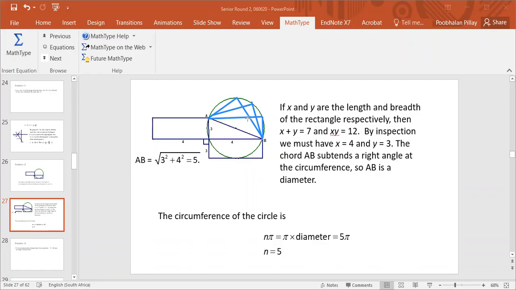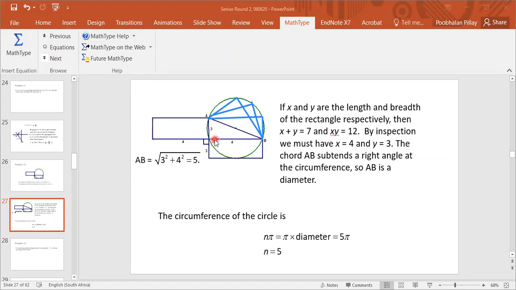And even conversely, if this is a right angle here, then this must be the diameter. So this is what we are using here. You see this angle here, which we've got. This angle here is a right angle. So therefore, this must be the diameter.